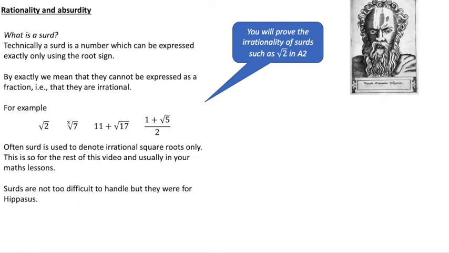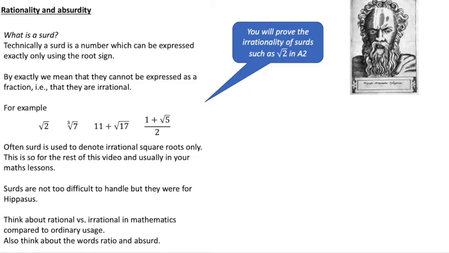And surds are not too difficult to handle, but they were for Hippasus, and he was a member of the Pythagorean school, and the legend or myth goes that he was executed for revealing that the Pythagorean school had discovered that there were irrational numbers, and this was seen as very shocking, and so he ran into problems.